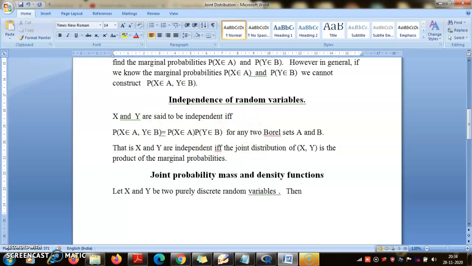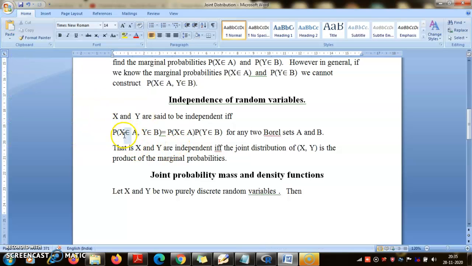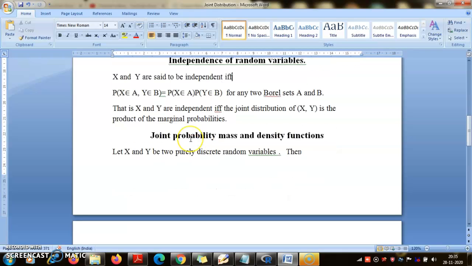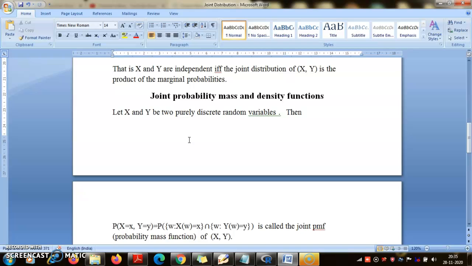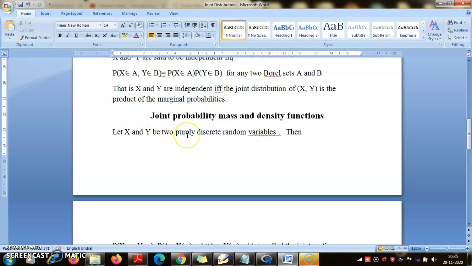So a pair of random variables are said to be independent if and only if the joint probability can be obtained from the marginal probabilities, and in fact the joint probability is the product of the two marginal probabilities. So independence of random variables refers to the fact that the joint distribution is the product of the marginal distributions. Now this concept of joint distribution can be made more specific in case X and Y are either both discrete or both continuous.